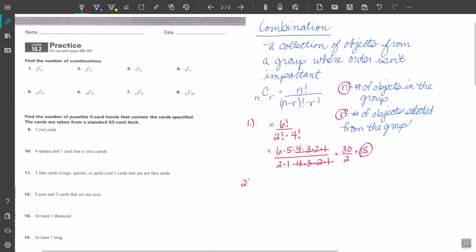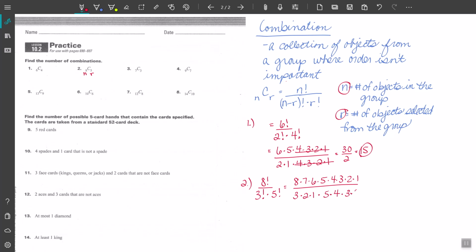Now for number 2, our n value is 8, our r value is 5. So here's our n, here's our r, and we're just going to follow the formula. 8 factorial, n minus r, so 8 minus 5 will give us 3. And then we're going to multiply that by our r value. So again, the numerator will look like this. Then the denominator is 3 factorial, and then 5 factorial being multiplied onto that.